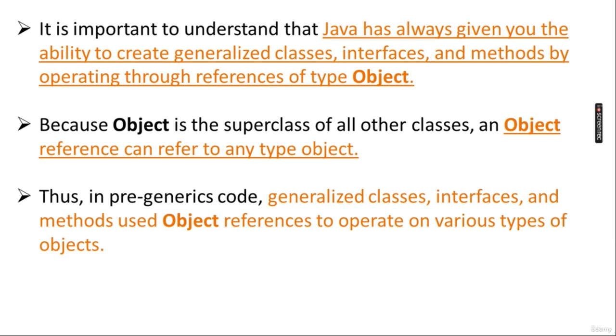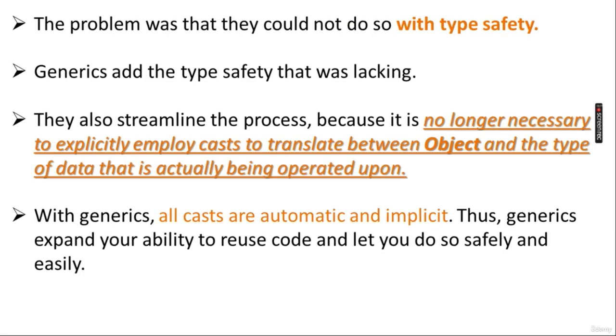Thus, in pre-generics code, that is, before Java 5, generalized classes, interfaces, and methods used Object references to operate upon various types of objects. In short, various types of data. The problem was that they could not do so with type safety. Generics added the type safety. They also streamlined the process because it is no longer necessary to explicitly employ a cast to translate between Object and the type of data that is actually being operated upon.